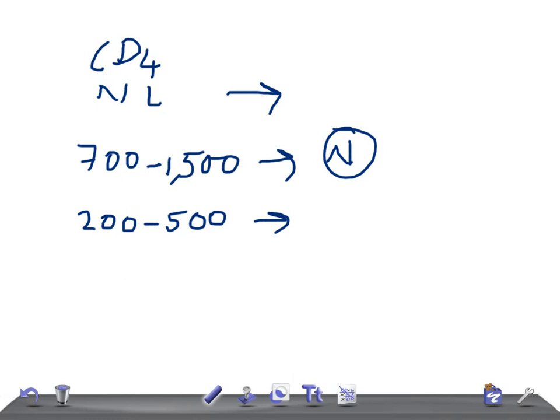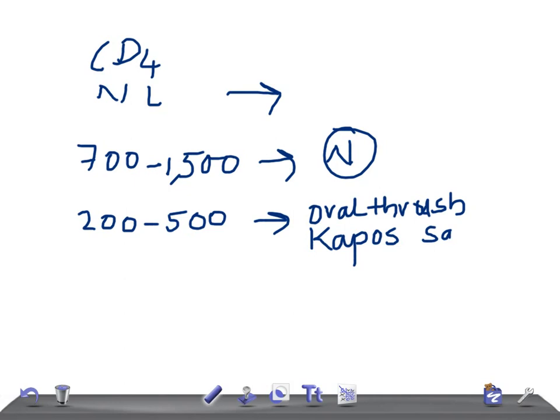The diseases that can be seen in these patients when the CD4 count is below 500, that's 200 to 500, are oral thrush, Kaposi's sarcoma, tuberculosis, and zoster infection. Okay guys, so remember, if the cell count is 200 to 500, the associated diseases are oral thrush, Kaposi's sarcoma, tuberculosis, and zoster infection.